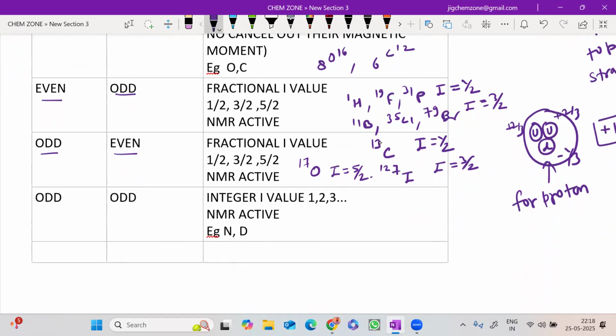Correct? If both are odd in nature, then they must have an integer I value. Like you have deuterium, you have nitrogen, they have I value of 1. These are the NMR active nuclei.